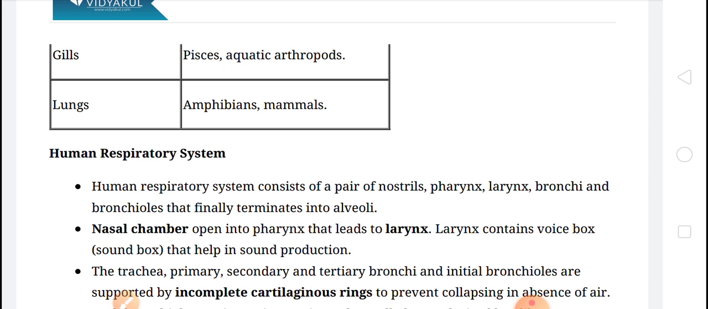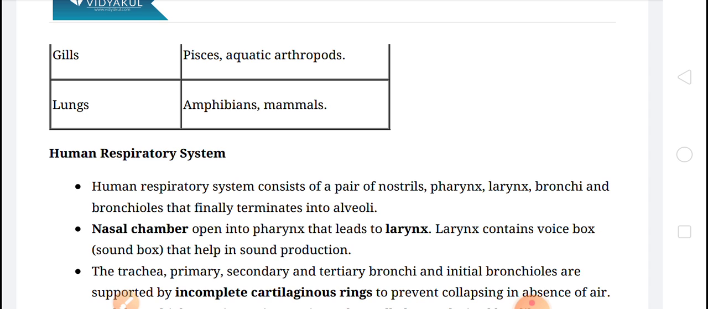When in water, it breathes by skin. So it is amphibian. The frog is an amphibian. One question may be asked in exam: what is cutaneous respiration in frog? When a frog respires through the skin, it is called cutaneous respiration.